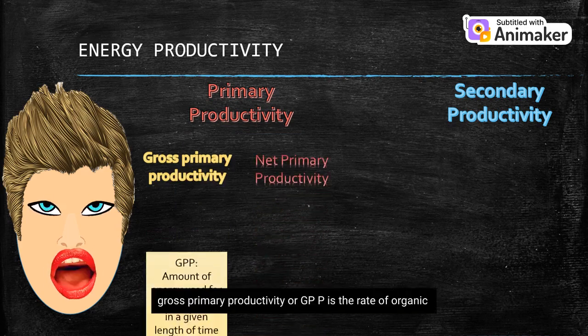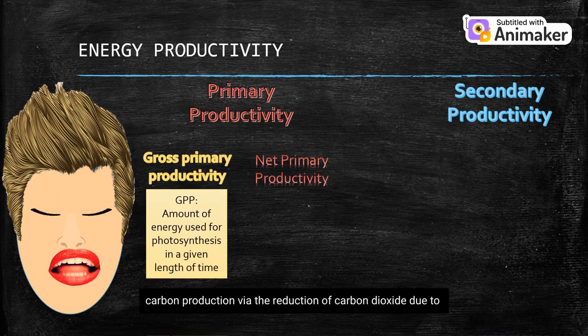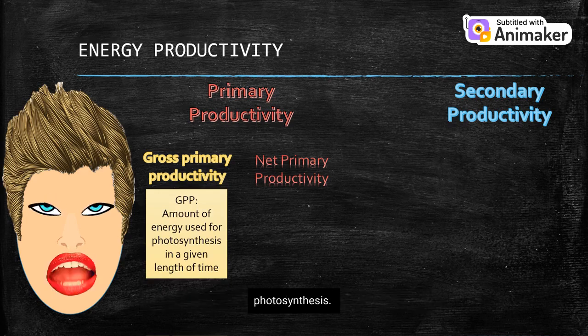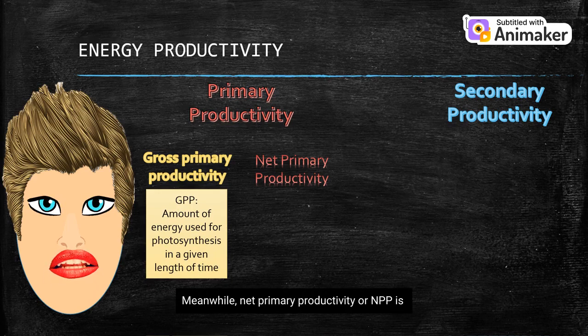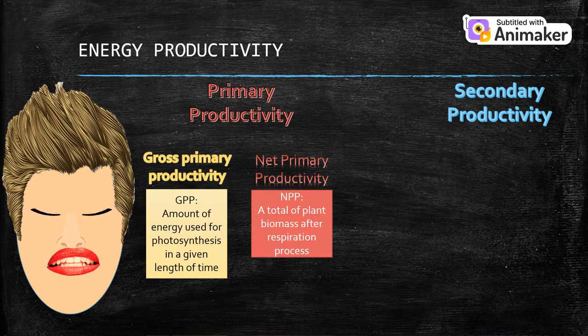Gross primary productivity, or GPP, is the rate of organic carbon production via the reduction of carbon dioxide due to photosynthesis. Meanwhile, net primary productivity, or NPP, is gross primary production minus photoautotrophic respiration, integrated over time and depth.